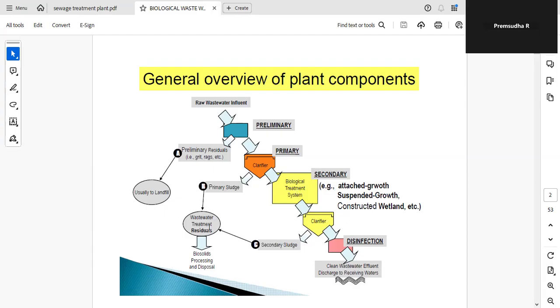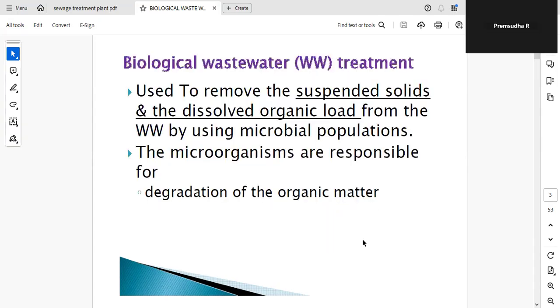All this sludge is taken for treatment, and after that it is disposed of. That is sludge treatment. So this unit consists of two parts: one is the sewage treatment and the other is the sludge treatment. After the sewage treatment, there is a disinfection process, that means to kill the pathogenic bacteria.